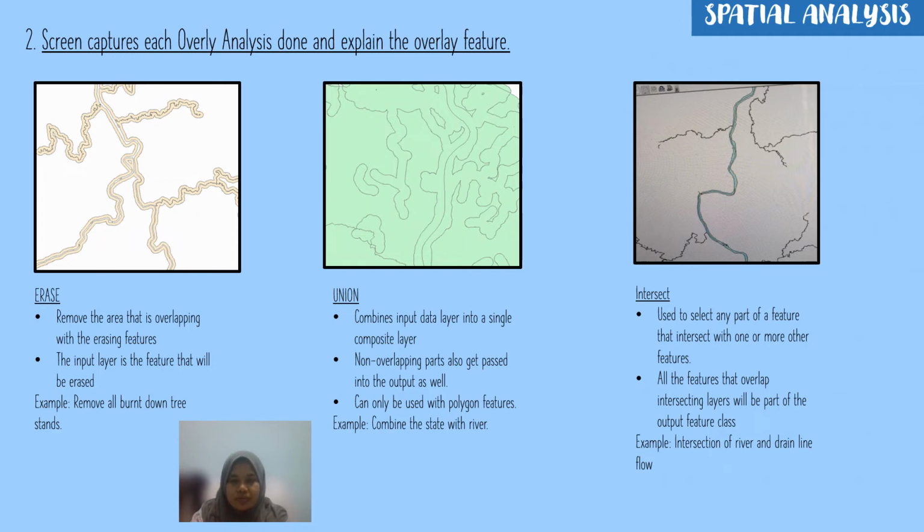For intersect, it is used to select any part of the features that intersect with one or more other features. All the features that overlap, the intersecting layer will be part of the output feature class. The example is the intersection of river and drain line flow.